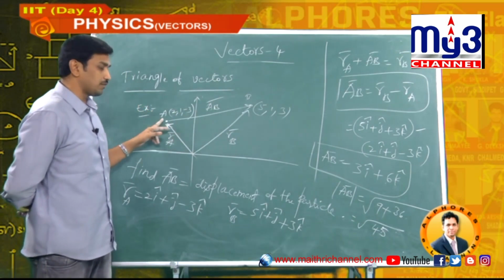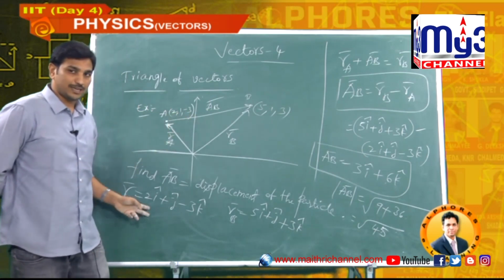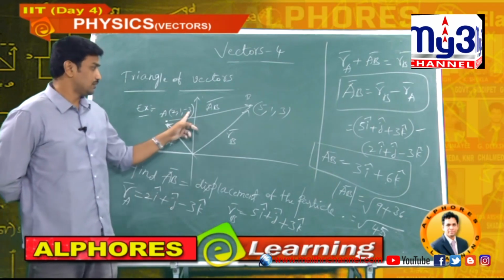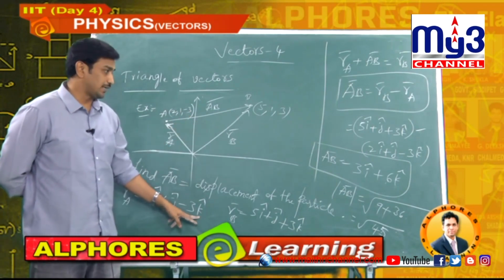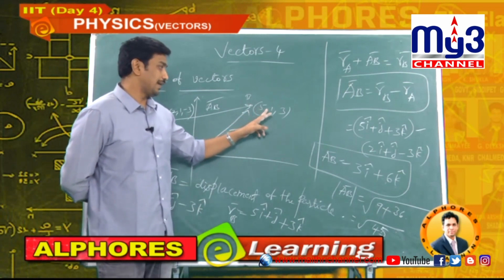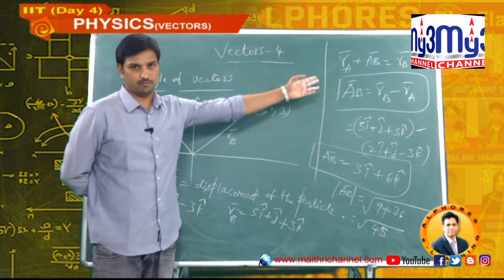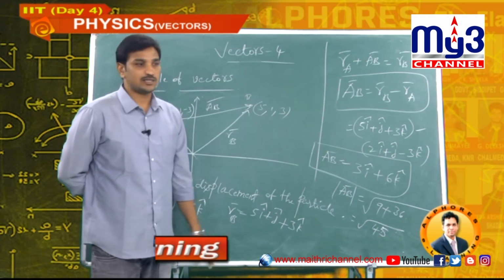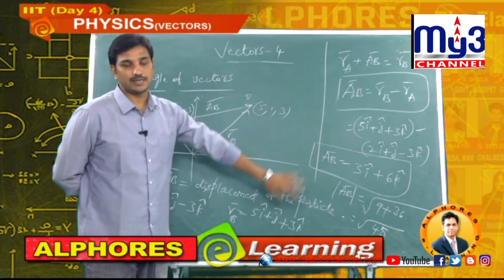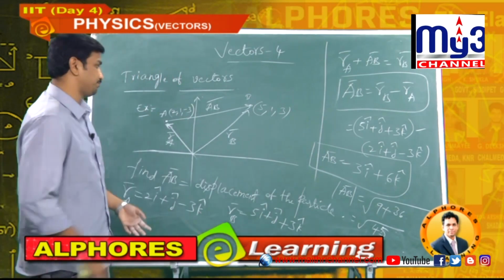Initial position vector of the particle, RA bar, is 2i cap, 1j cap, minus 3k cap: 2 along x direction, 1 along y axis direction, minus 3 along z axis direction. Similarly, position vector of point B is 5i cap, 1j cap, 3k cap. So substituting finally in our result, we got the answer 3i cap plus 6k cap as displacement of the particle. Now the magnitude of the displacement is under root 45.